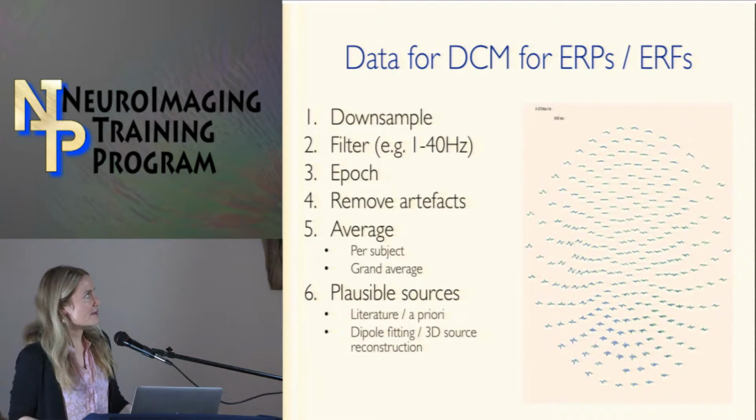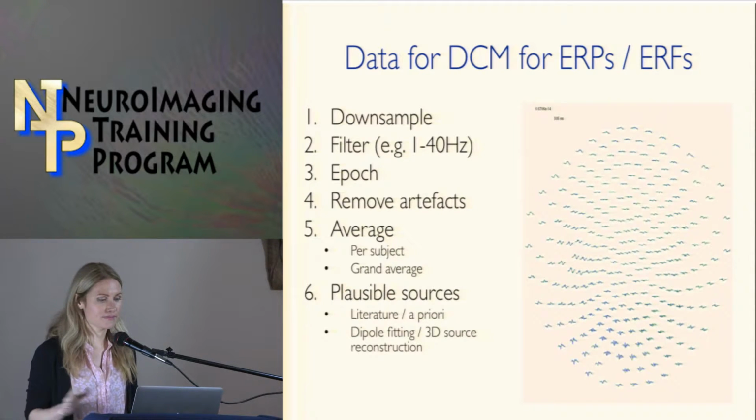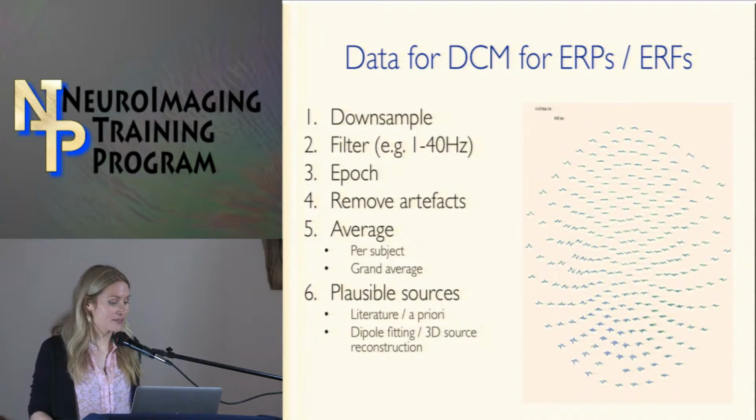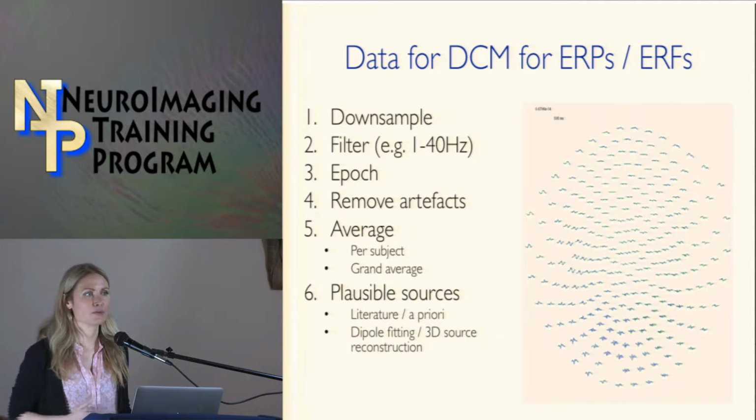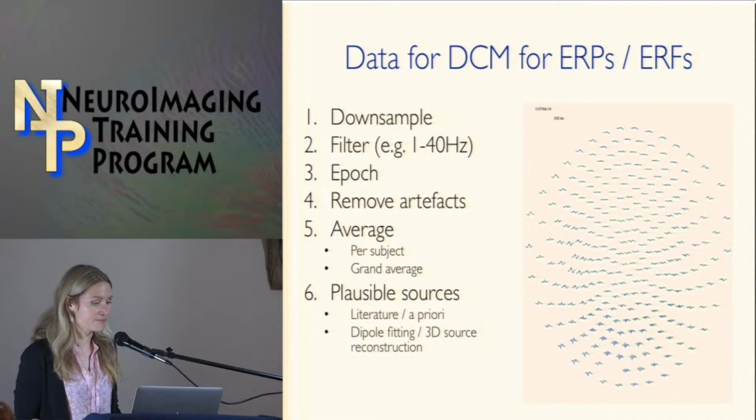So this is just quickly a typical workflow for DCM for ERP. You may want to downsample your data, not necessary, but you may want to just for numerical considerations. Then you want to filter your data, probably pick an upper limit that's related to the line noise. Then you want to epoch your data, remove artifacts, average, and then come up with your source estimates. So you don't have to do this exactly like this, but this is a classic way of analyzing EEG data using SPM for EEG analysis.